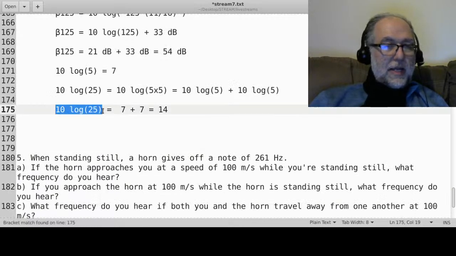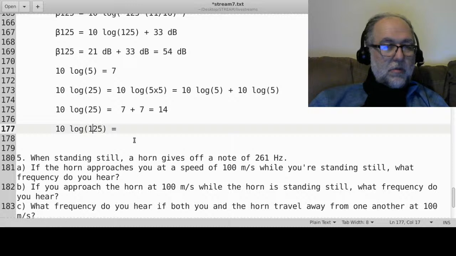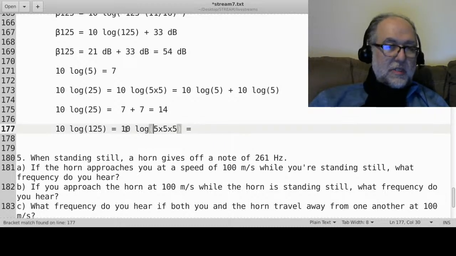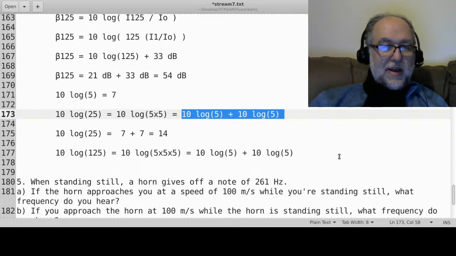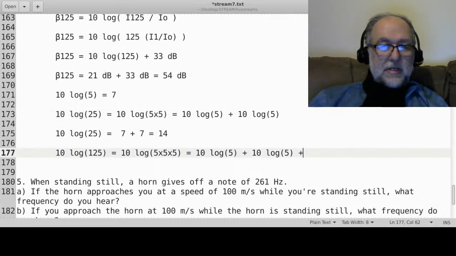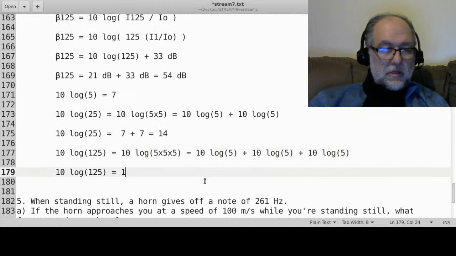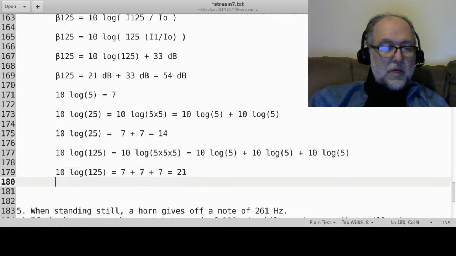Okay, and then you do it again for the 125. And you say, well, what's 125? That's 10 times the log of 5 times 5 times 5. So that's going to be, the first 5 will give you 10 log 5. I'll just write it out. 10 log 5 plus 10 log 5 plus 10 log 5. And each 10 log 5 is equal to 7. And so this thing is going to equal 7 plus 7 plus 7, which is 21, like that.